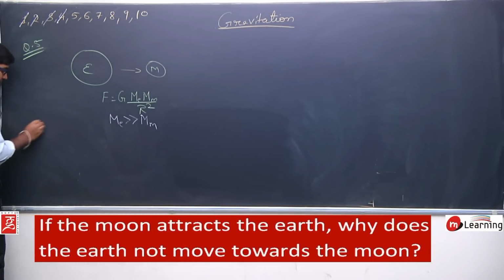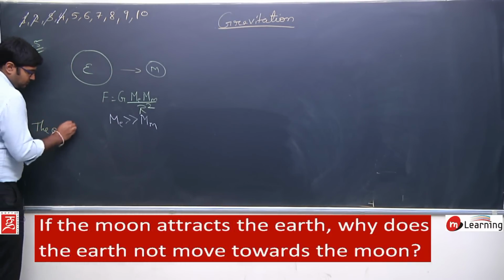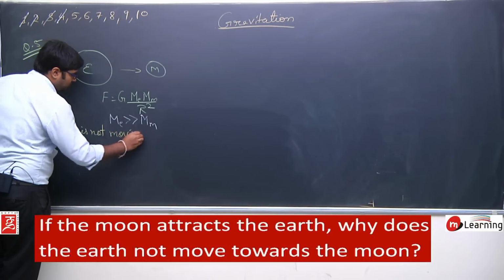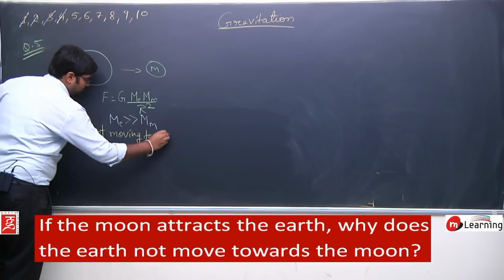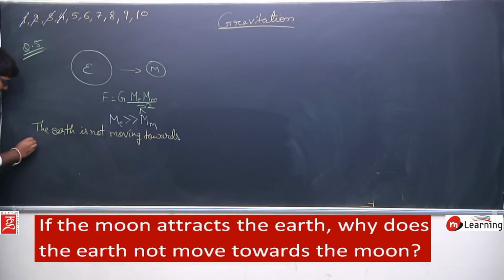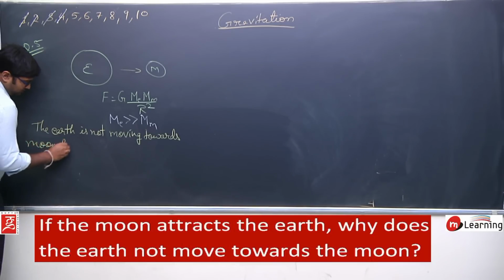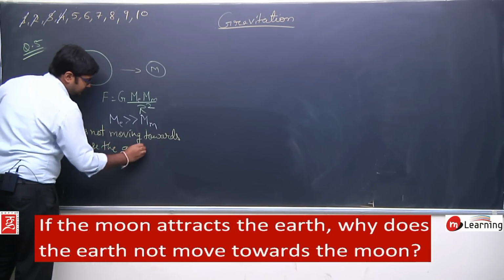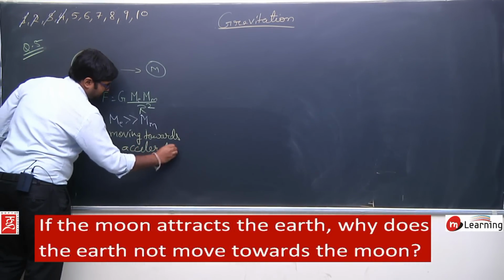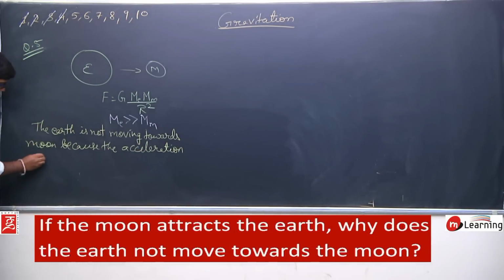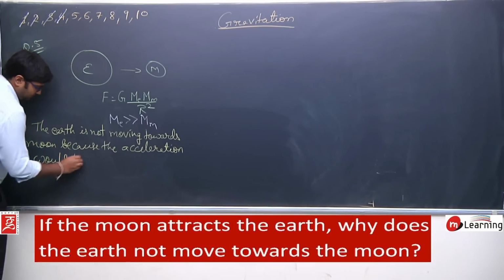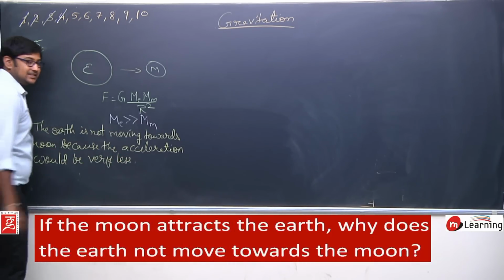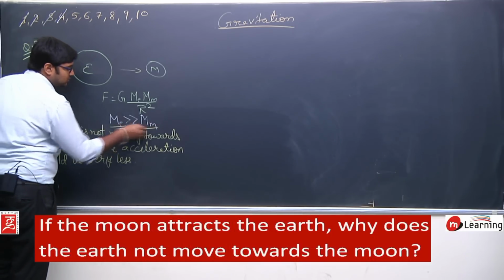The earth is not moving towards the moon because the acceleration would be very less. Now why is the acceleration less? Because the mass of earth is huge compared to the mass of moon.